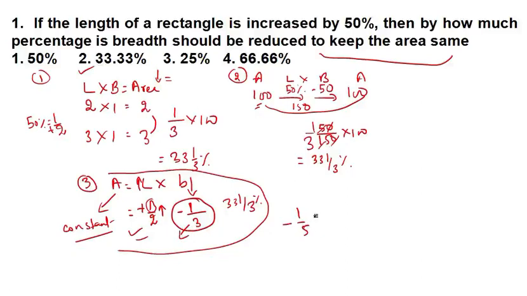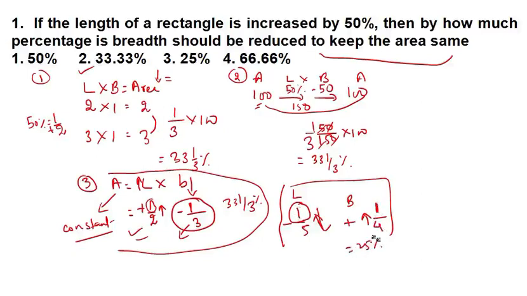If length gets reduced by 1 by 5, then breadth has to get increased. I'm just stating an example for this particular question type. If my length got decreased by 1 by 5, then breadth has to get increased to make the area constant. So look guys, the upper number will remain the same, then this is a minus sign, so if you minus 5 from 1, it will be 4. So 1 by 4 means 25%. Getting my point? Hope you understood it.